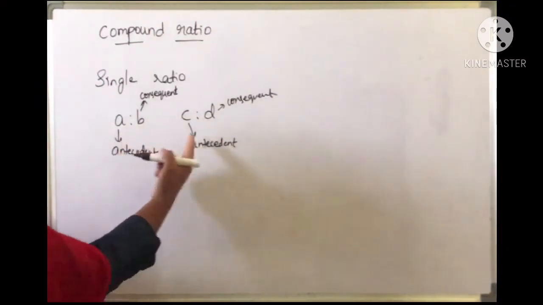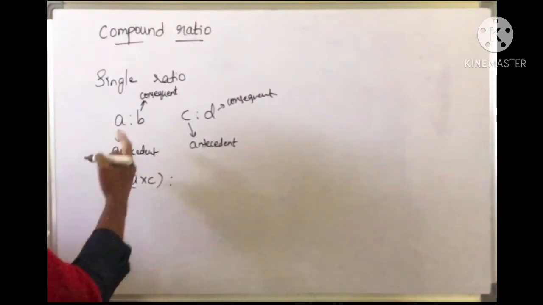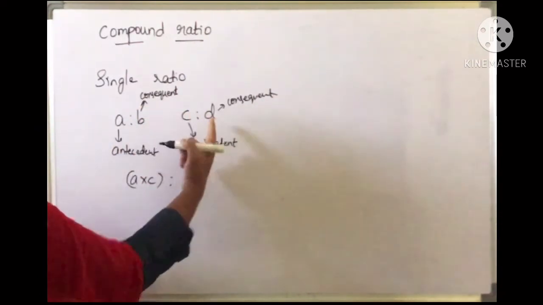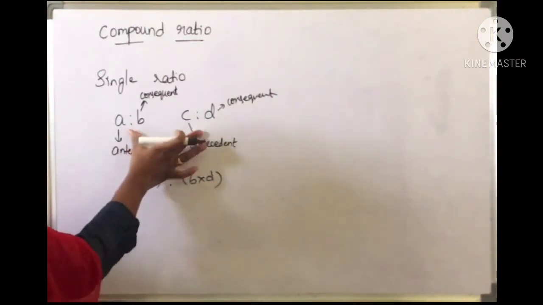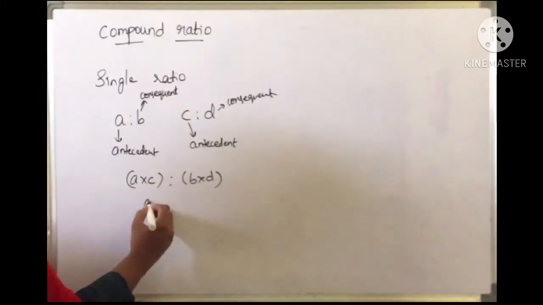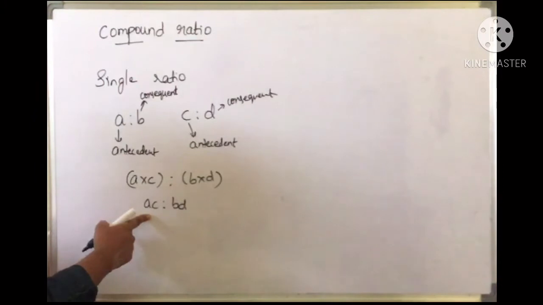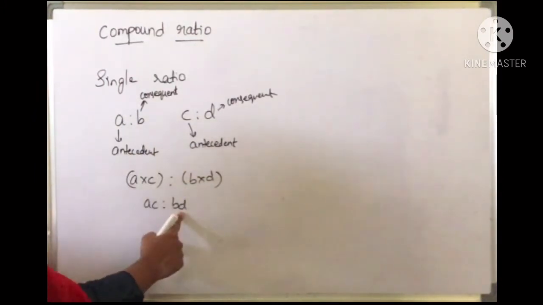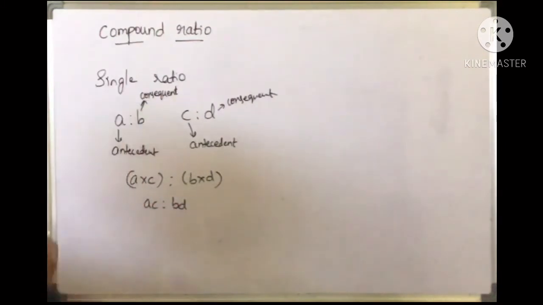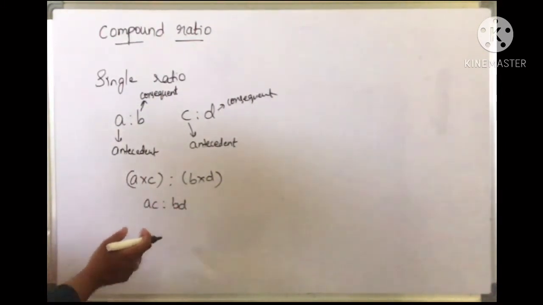Here the product of antecedents is A into C, is to the product of the consequents. B and D are the consequents, so B into D. Here we are making these two ratios into one single ratio, AC is to BD, right? So the antecedent of this ratio is the product of the antecedents, and the consequent of this ratio is the product of the consequents. Ratios are compounded by multiplying together.